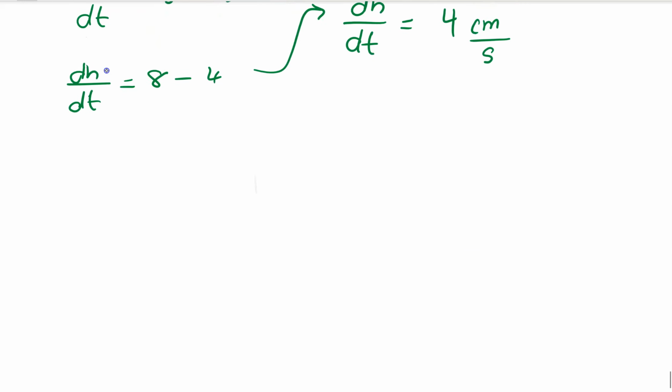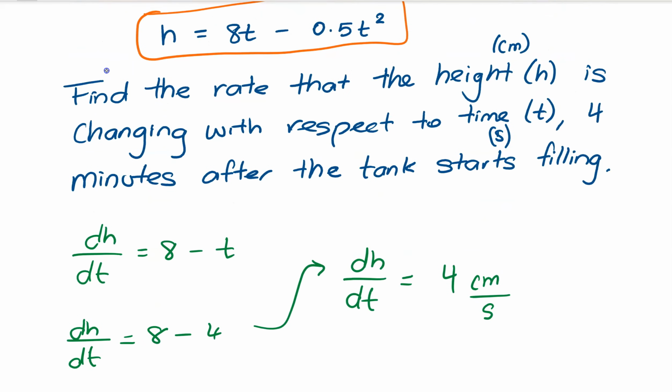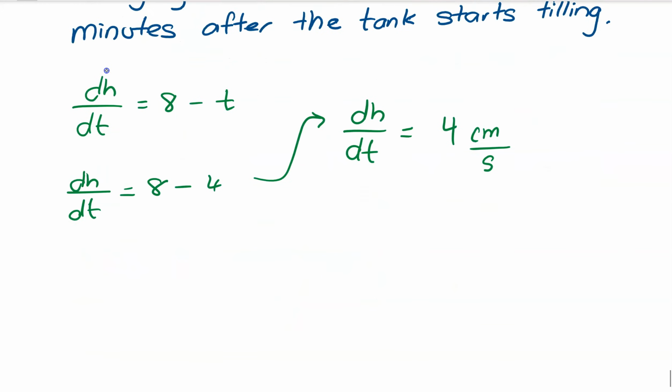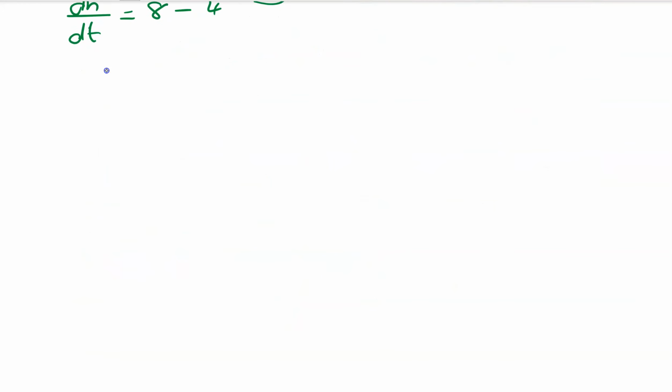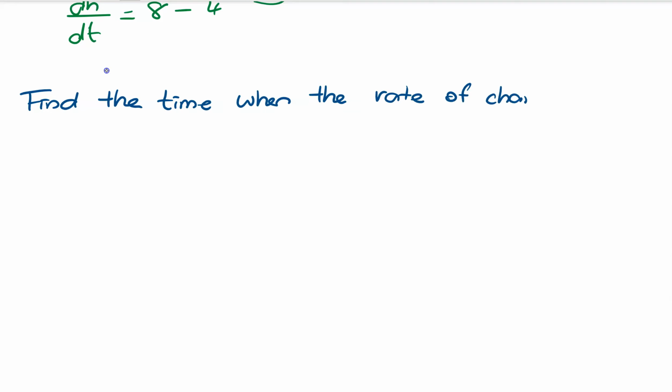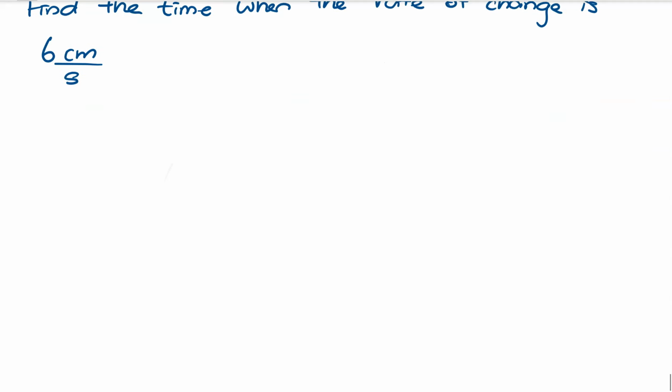Now what you might want to do is find what the time is when you're given the rate of change. So let's say we wanted to find the time when the rate of change is, let's say, 6 centimeters per second. So what I will do here is go back to my function.